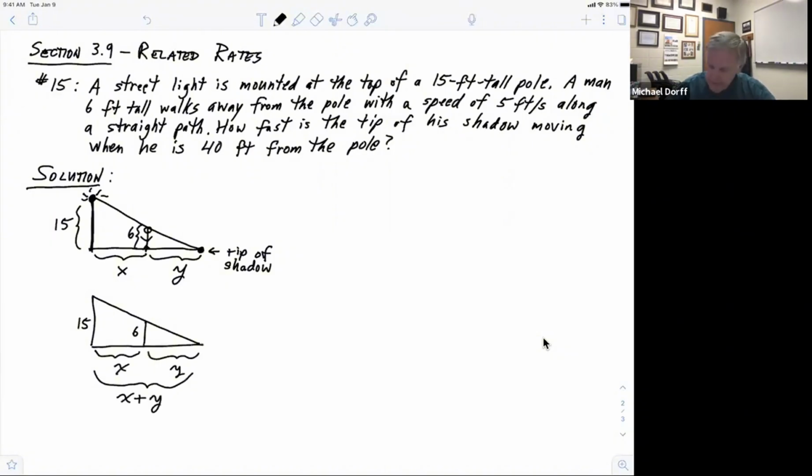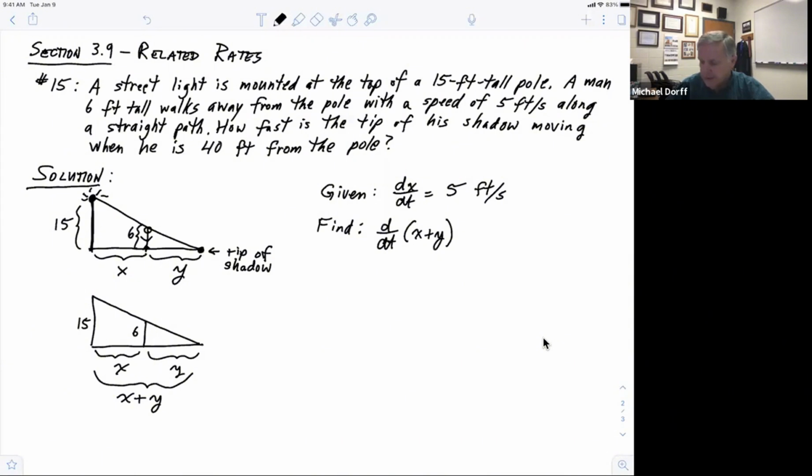All right, with this, what are we given? Well, we're given that the man's walking away from the pole at 5 feet per second. So we know dx/dt is 5 feet per second. And we're supposed to find how fast the tip of his shadow is moving. Now, what's the tip of the shadow? Well, you might think it's just y, but actually it's x plus y, because it's the distance from the pole to the tip that we're interested in. So it's going to be d/dt of x plus y, and that's going to be how fast the tip of his shadow is moving away from the pole.